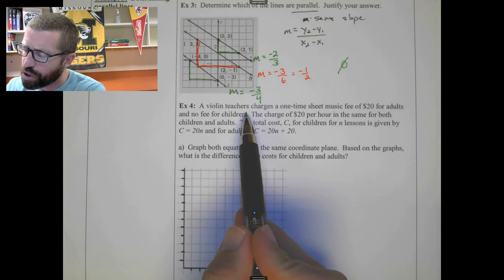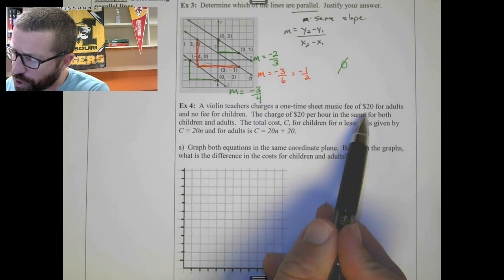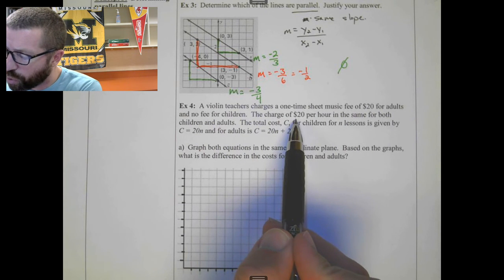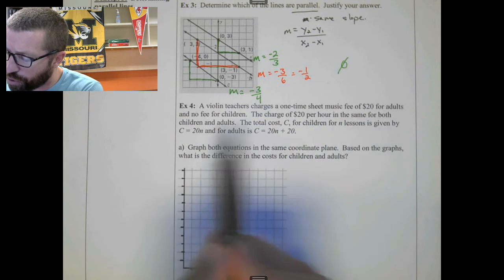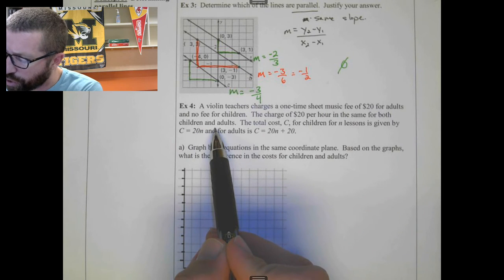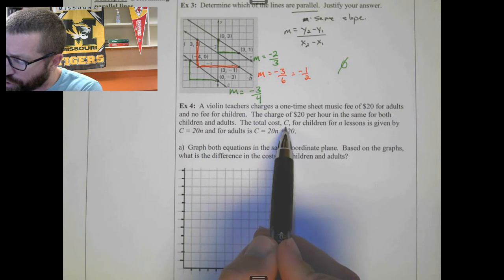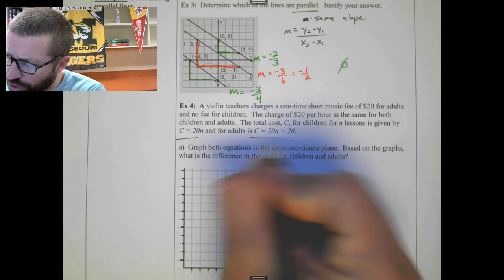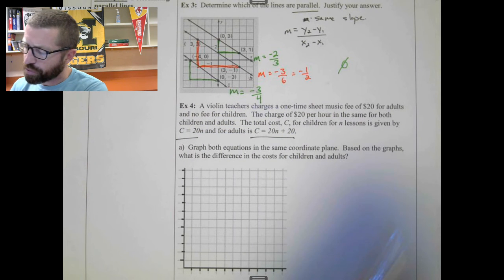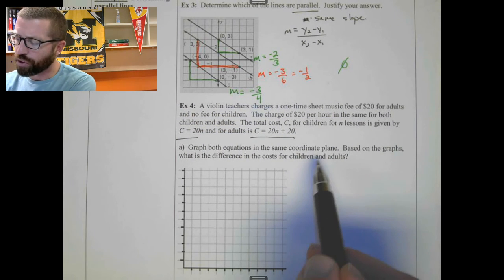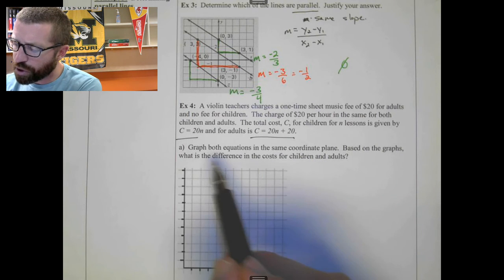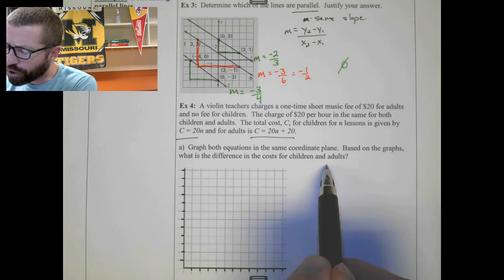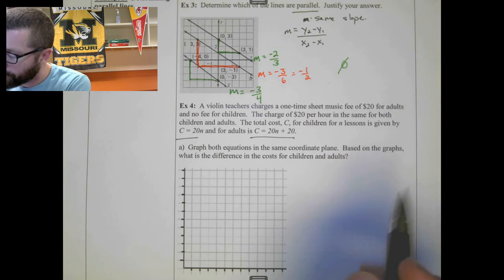A violin teacher charges a one-time sheet music fee of $20 for adults and no fee for children. The teacher charges $20 per hour, and that is the same for both children and adults. The total cost C for children of N lessons is given by this, and for adults is here. So we're going to graph the equations on the coordinate plane, and then we want to know what is the difference in the cost for children and adults.